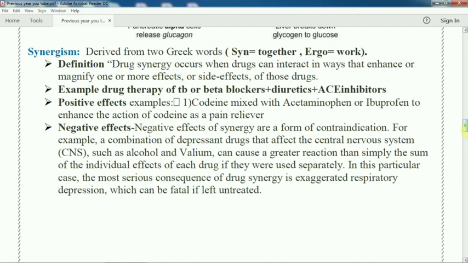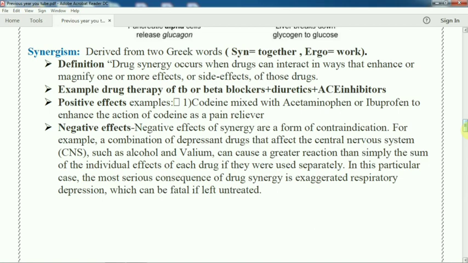So what is synergy? Different drugs or different categories of drugs are combined and work together, like beta blocker, diuretic, angiotensin converting enzyme. These come under antihypertensive drugs, but when used in combination, the effect is more.